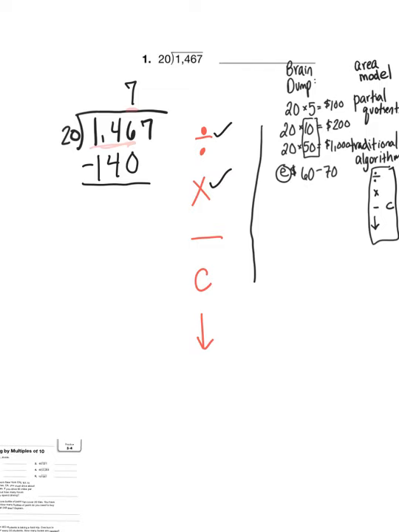146 minus 140 is 6. Now I need to compare. 6 is less than my divisor, so I can move on.